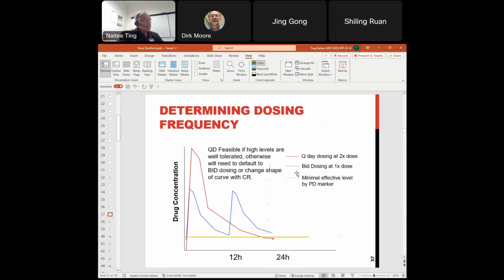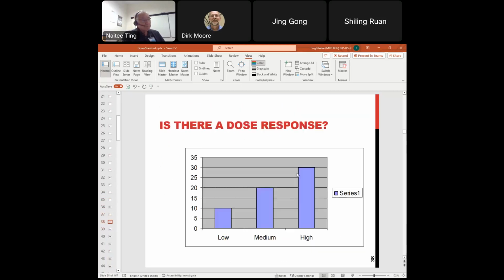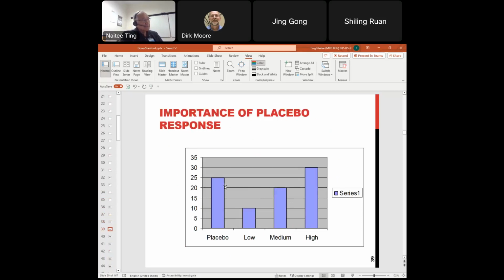All right, before that case study, I usually ask people: low dose, medium dose, high dose. Do you see a dose response? Well, it looks like it's dose response. But if I tell you placebo is here, you don't even have a drug. So placebo is absolutely critical in dose ranging trials. We have to have placebo control.